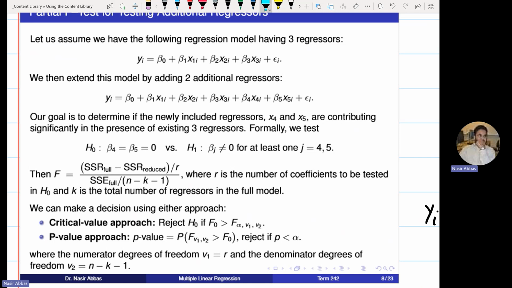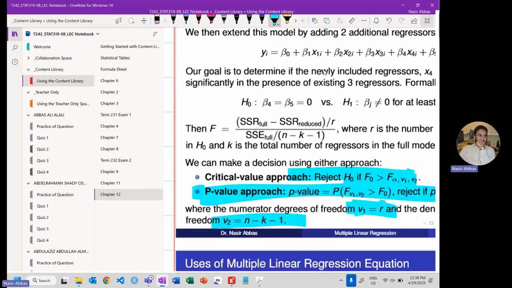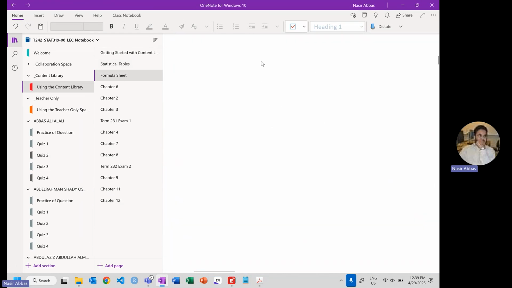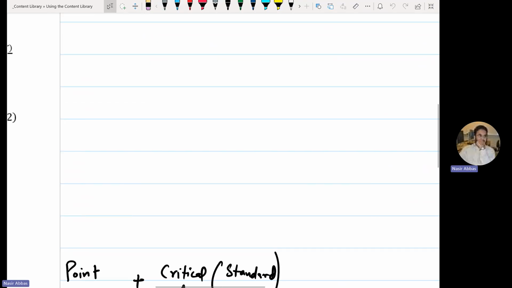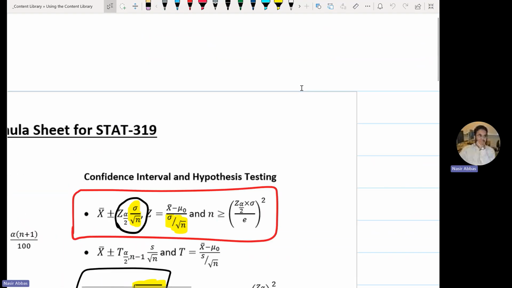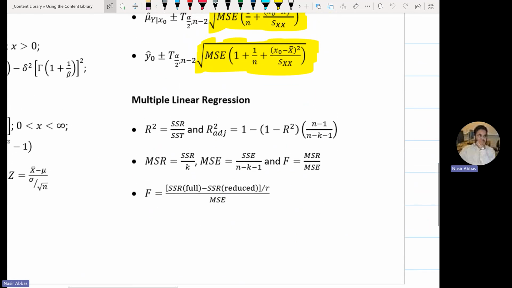So either you can use the critical value approach, or you can use the p-value approach. What you need to remember are these degrees of freedom. How do you remember the degrees of freedom? You go to the formula sheet. They are not categorically mentioned in the formula sheet. I will tell you how to identify them from the formula sheet. Here is the formula sheet, for chapter 11 or 12.